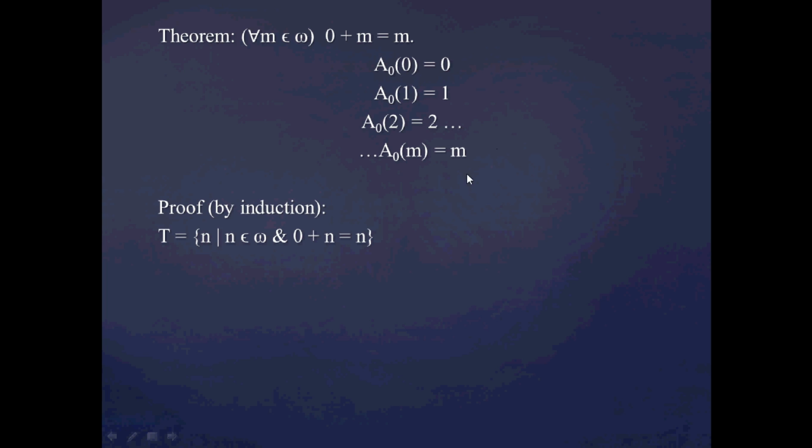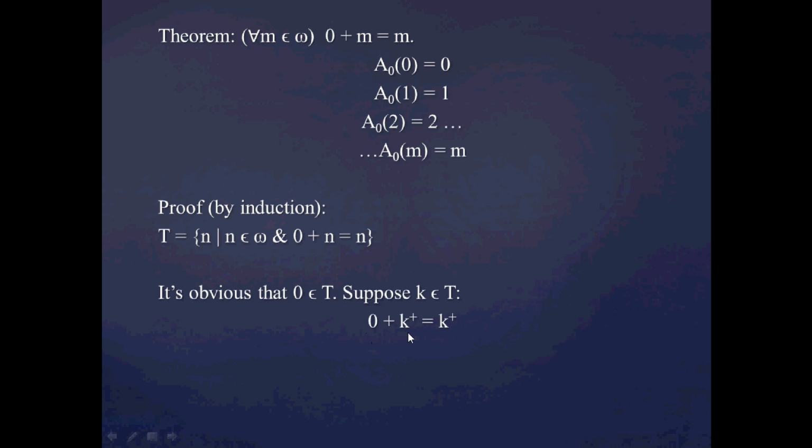So the proof is going to be as follows. We're going to set up the set T. It's going to be all the natural numbers that have the following property, that 0 plus n is equal to n. It's pretty obvious that 0 is in the set T, because we know that anything plus 0 is itself, so 0 plus 0 is 0, and 0 is equal to 0, so 0 is in the set T. Let's suppose that k is in the set T. We're now going to show that k plus is in T. So we're going to calculate 0 plus k plus and show that's equal to k plus.